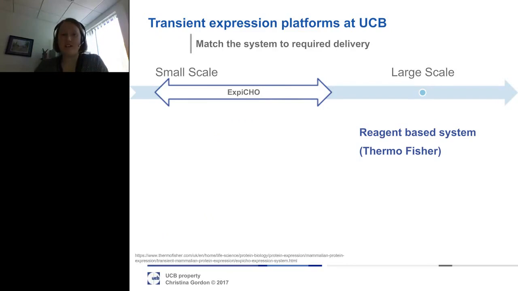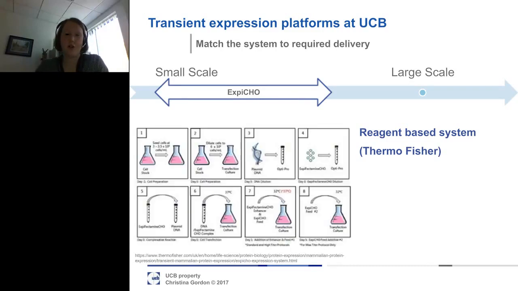We also have another system, a reagent-based system that we use mainly at small scale, also supplied by Thermo Fisher. It's called XP2. It's very similar. The process is very similar to the XP293 system. So here again, you dilute your cells to about 6 million cells per milliliter, and you take your DNA and your reagent and dilute it in a medium called OptiPro. You mix them together, and quite straight afterwards, you add it to your transfection culture.